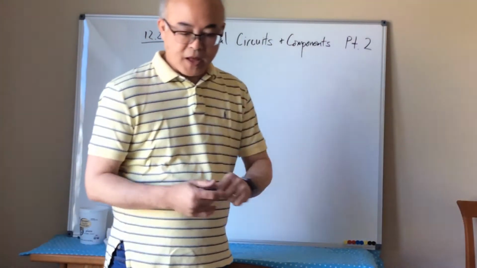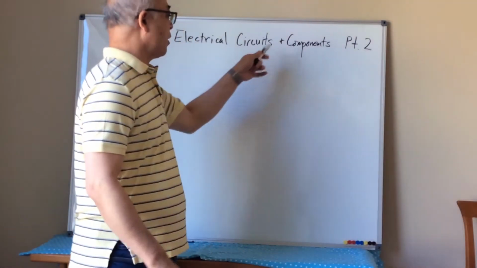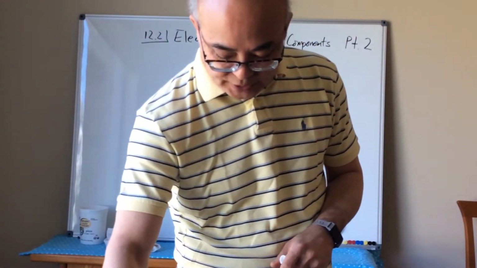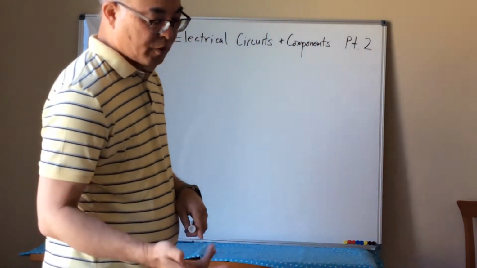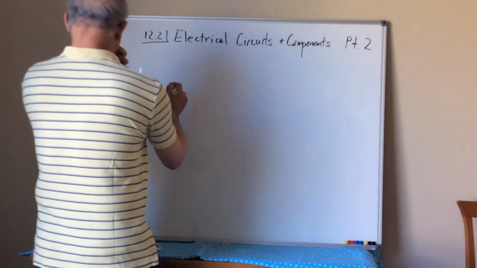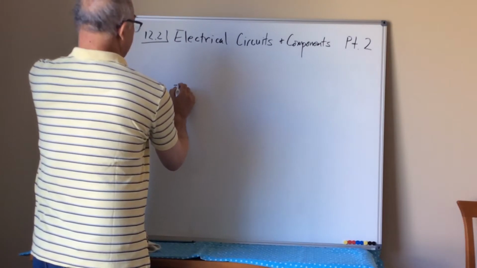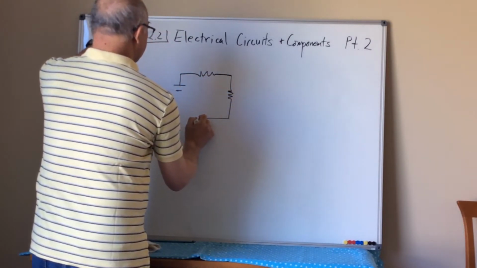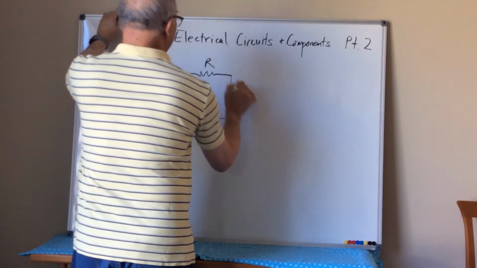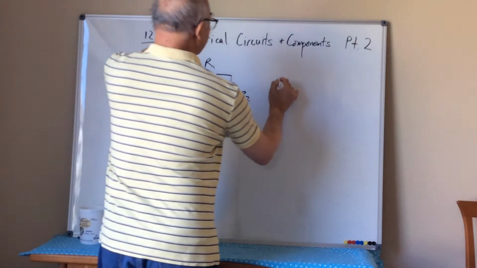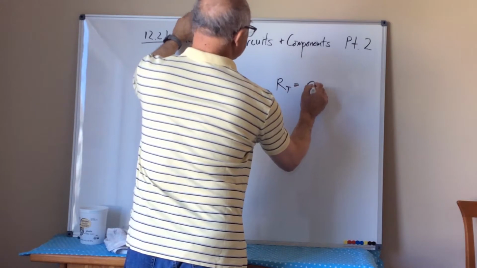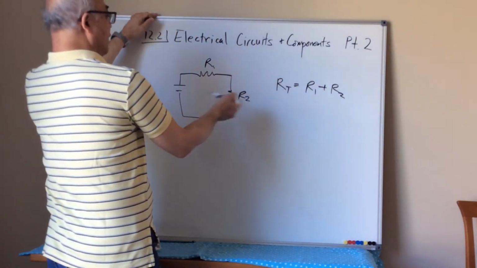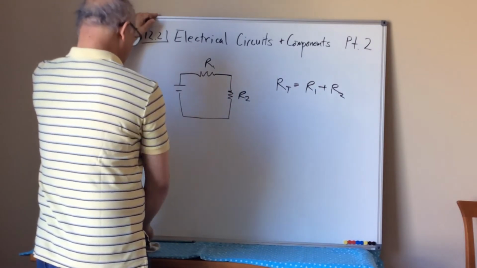Alright, today we're going to talk about the second part of electrical circuits and components, and this is going to be the parallel circuits, okay? So as a quick reminder, earlier we talked about series, like this is R1 and R2. I calculated the total resistance as being R1 plus R2. I merely added those two together, right? And that's how I do the series.